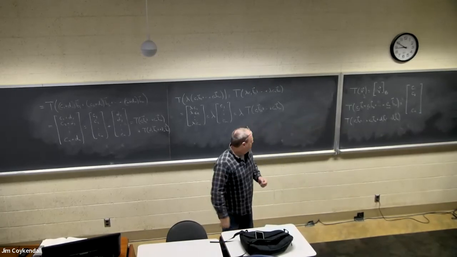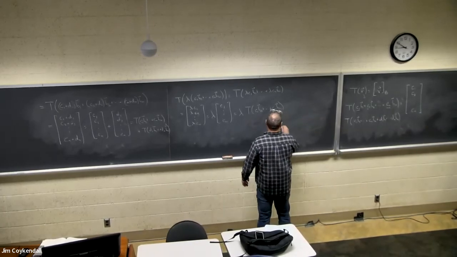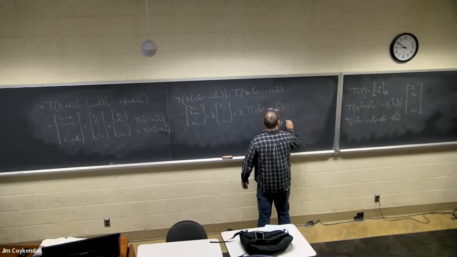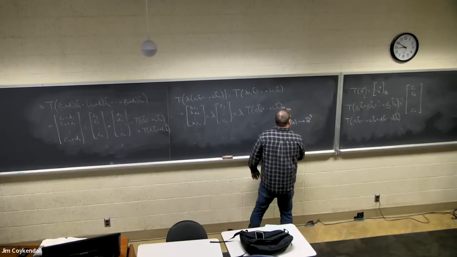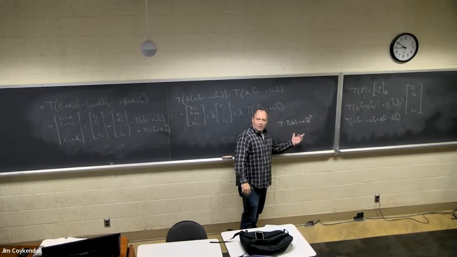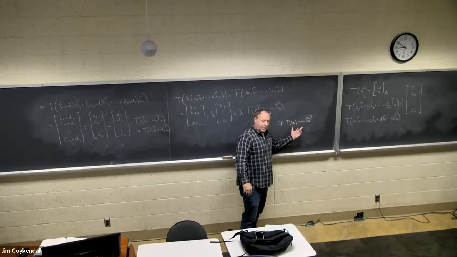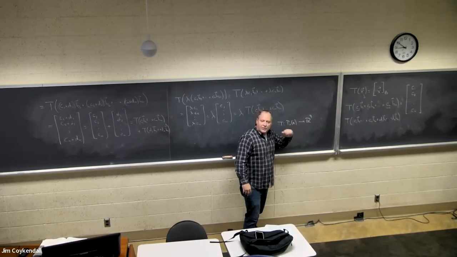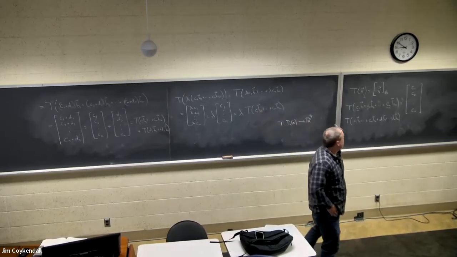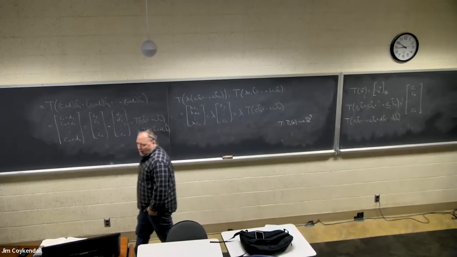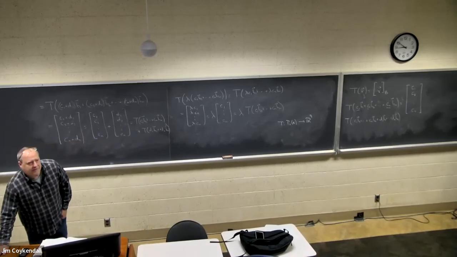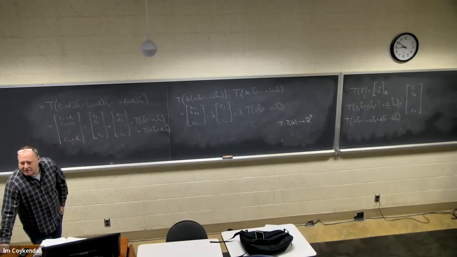For example, there's a one-to-one and onto linear transformation from P2(x) to R3. Just read the coordinates using the basis 1, x, and x squared and see where they go here. And so basically, all polynomials of degree 2 or less are the same thing as R3. Okay, any questions?